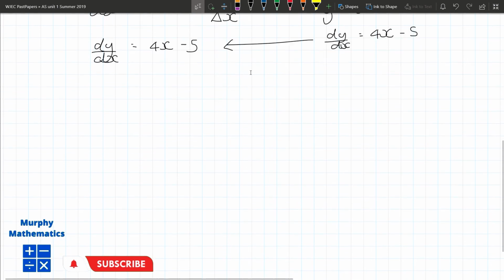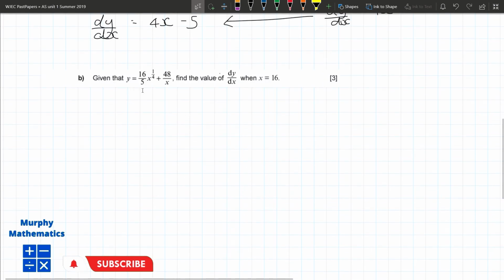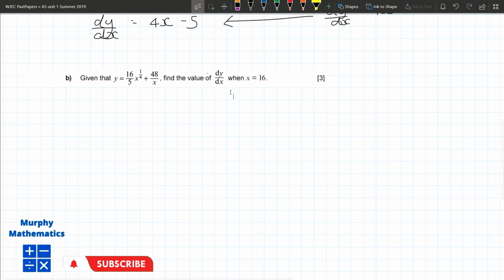Okay, so now we're on to part B. We've been given that y equals 16 over 5 x to the power quarter plus 48 over x. Find the value of dy over dx when x equals 16. So let me write out our equation. So we have y equals 16 over 5 x to the quarter plus 48 over x. Okay, so we want to differentiate this.